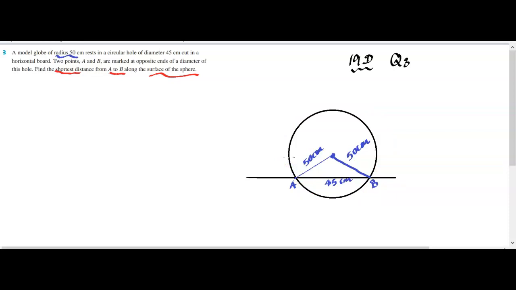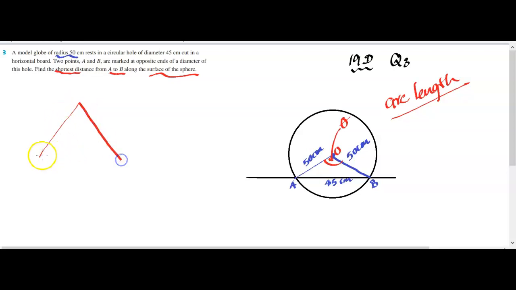In order to find this, you've learned something called arc length. First of all, to find the arc length, you need to figure out the angle here, the theta. There are many ways that you can find this theta. I'm going to label this center as O. If you consider the triangle AOB, draw it properly.